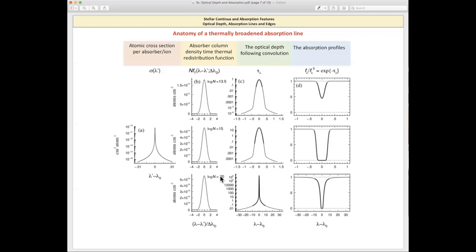Consider a very, very thick or big cloud, okay? Same temperature as our other clouds, but now it's going to be a big monster cloud. Has a huge column density of 10 to the 20 atoms along the line of sight. The density multiplied by the length of the cloud is 10 to the 20. When you do this convolution of the atomic cross-section and a redistribution function of those atoms because of their thermal motions, you get this optical depth profile. Notice that the peak here is 10 to the 6. The optical depth in the core of the line is 10 to the 6.